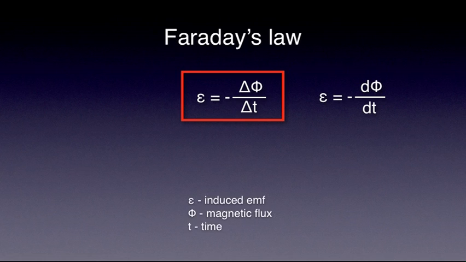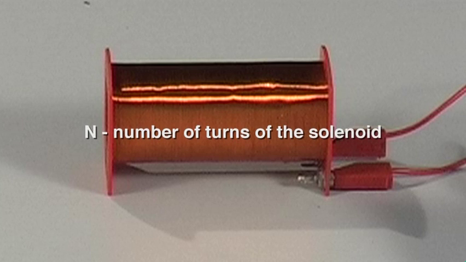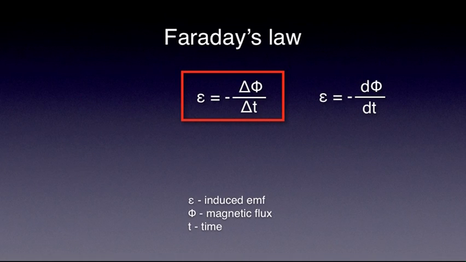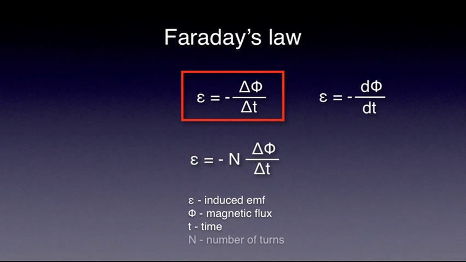The Greek letter epsilon is often used to denote the induced EMF. For a coil consisting of capital N turns, the total induced EMF would be N times as large. EMF equals minus N delta phi over delta t.